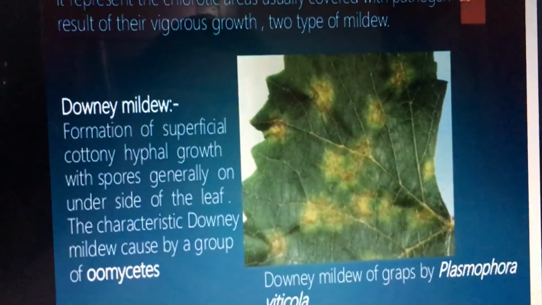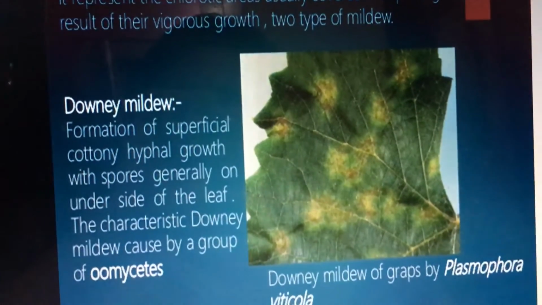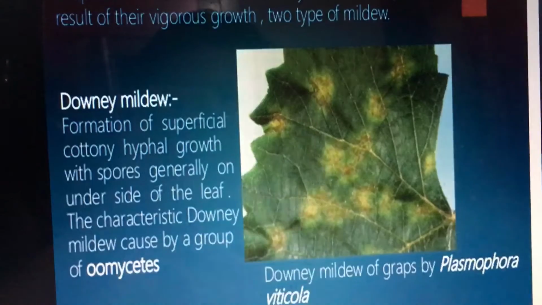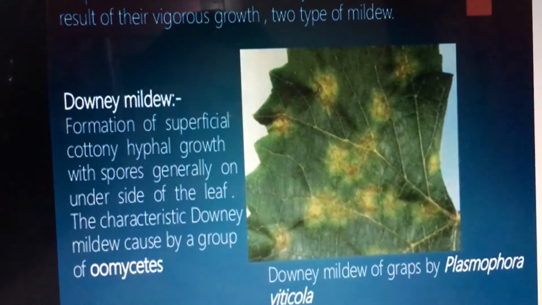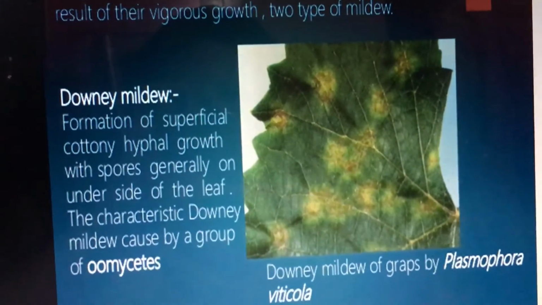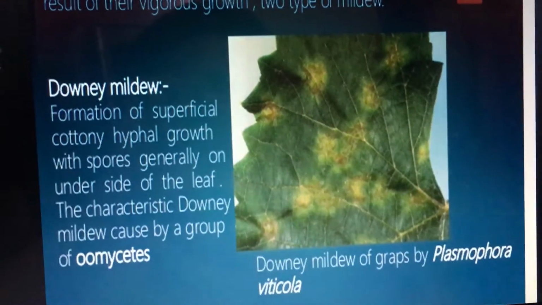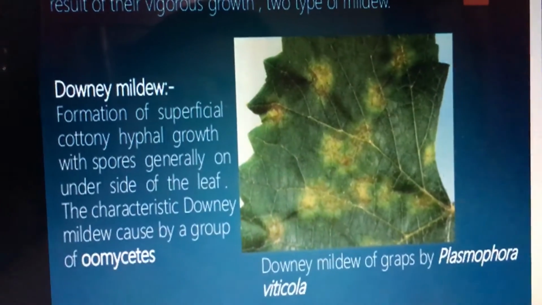That is downy mildew. It's a formation of superficial cottony hyphal growth with the spores generally on the side of the leaf, and the characteristic downy mildew is caused by a group of oomycetes. And this is the downy mildew of grapes by Plasmopara viticola.